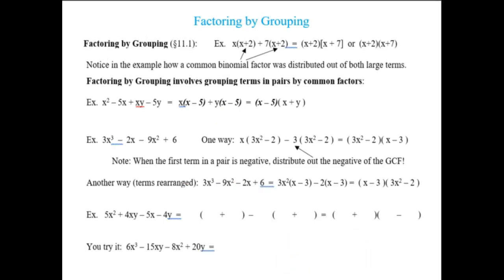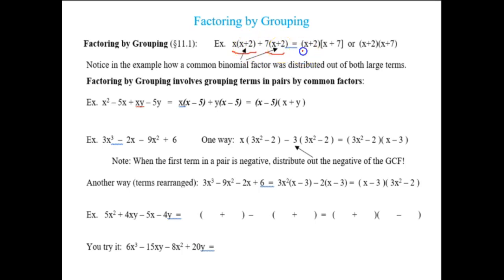Now factoring by grouping is really distributing out a common factor, but the common factor is a binomial instead of just a single term. So take a look at this example. You see in both of these larger terms, x times x plus 2, 7 times x plus 2, you have a common factor of x plus 2. That's called a common binomial factor.